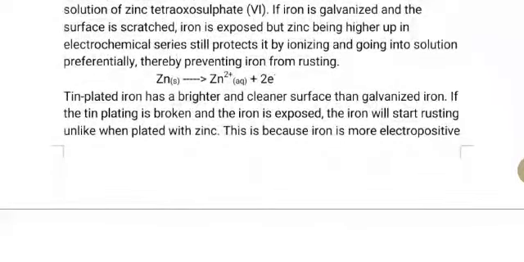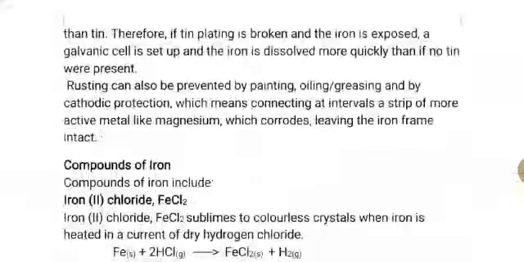Tin plated iron has a brighter and cleaner surface than galvanized iron. If the tin plating is broken and the iron is exposed, the iron will start rusting, unlike when plated with zinc. This is because iron is more electropositive than tin. Therefore, a galvanic cell is set up and the iron is dissolved more quickly than if no tin were present.